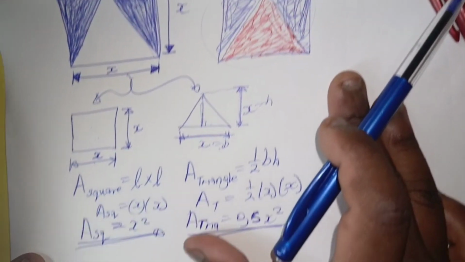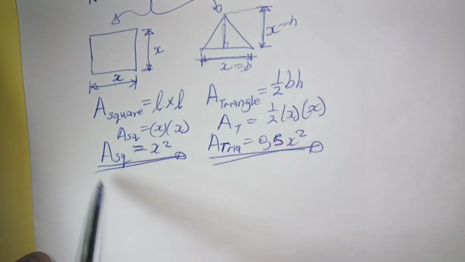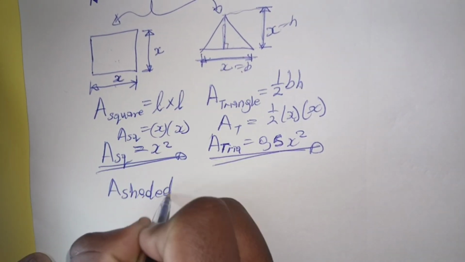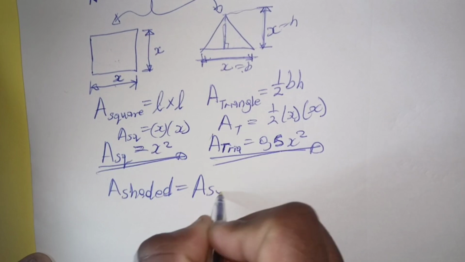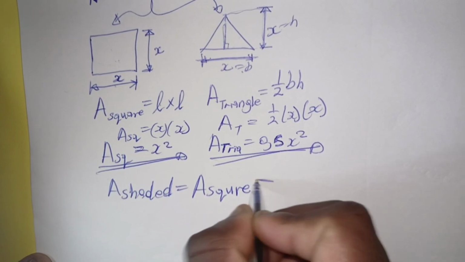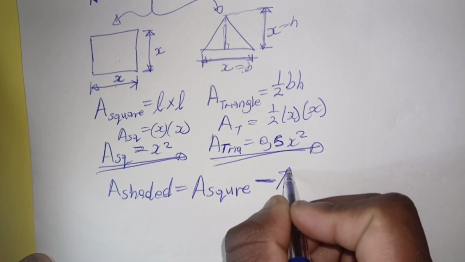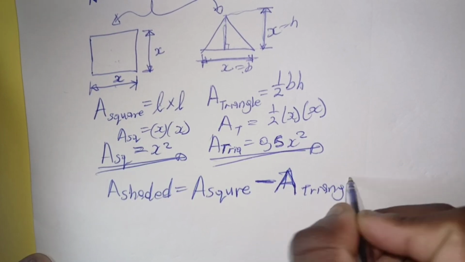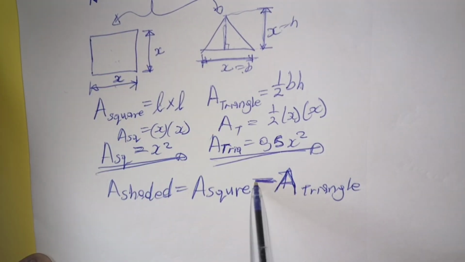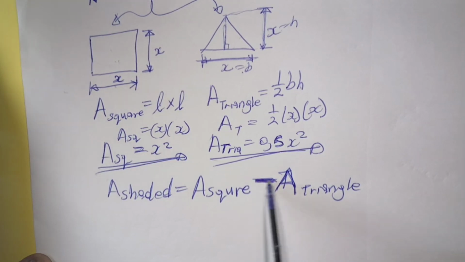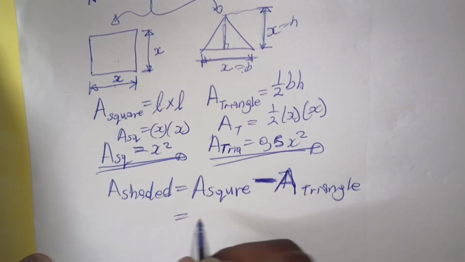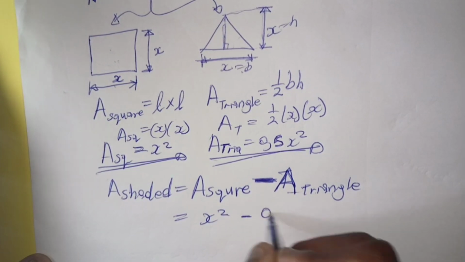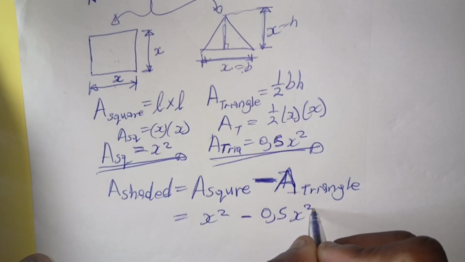So meaning now what I will do from here, I will say the area of the shaded part is equal to area of a square taking out the area of a triangle. When I'm taking out, I minus, guys. Taking out, I minus triangle. So meaning now the square there is x squared, and the triangle is 0.5 x squared.